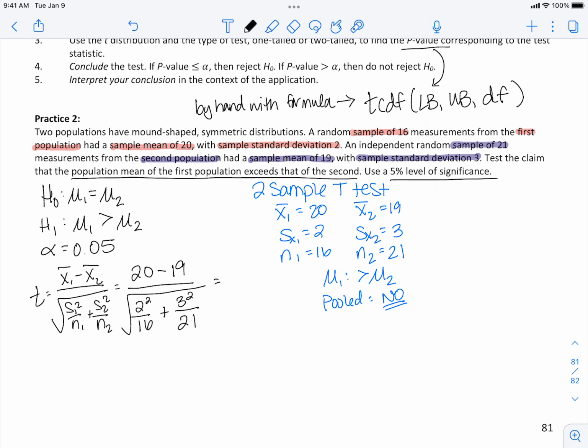Okay, for the t-test statistic, you should get 1.21. If we're doing the p-value by hand, then remember we said we're going to do t-CDF. This is a positive t-value, so we're going to do 1.21 up to 10,000. And degrees of freedom, remember, is the smaller sample size minus one, so this will be 15. And so for your p-value, you get 0.1225.